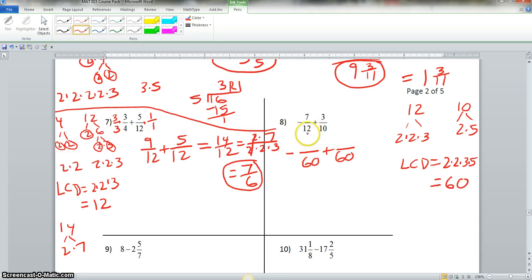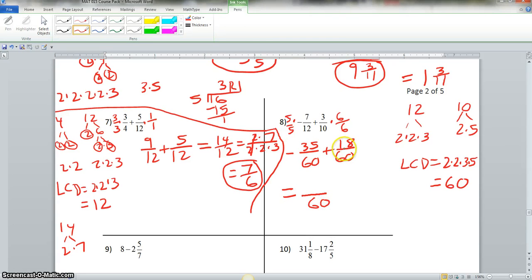Now we do 60 divided by 12, which is 5. So we multiply numerator and denominator by 5. 5 times 7 is 35. Okay, now we go here. 60 divided by 10 is 6. So we multiply numerator and denominator by 6. 3 times 6 is 18. Now, our denominator stays 60.